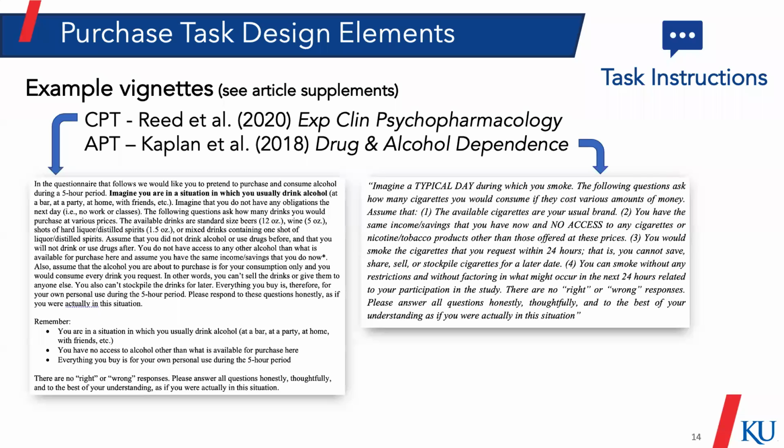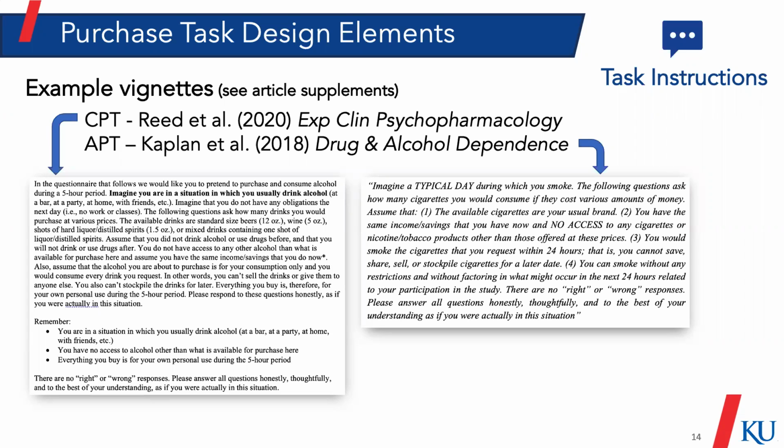Moving towards standardizing the vignette, this is where the two systematic reviews by Brent Kaplan and Derek Reed come in. In their supplemental materials, which you can download through the journal websites, they've actually tried to provide a standardized vignette for the alcohol purchase task on the left, and the cigarette purchase task on the right. So the arrows are switched there. And so they go through the key elements that the vignette needs to have. They have examples for both state and trait-based purchase tasks, so kind of typical situation versus right now. So I would encourage you to look at those as starting points.